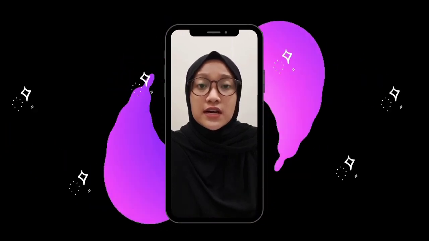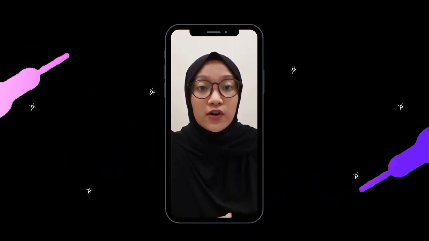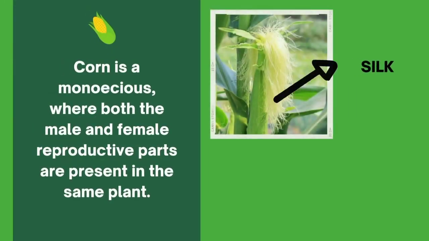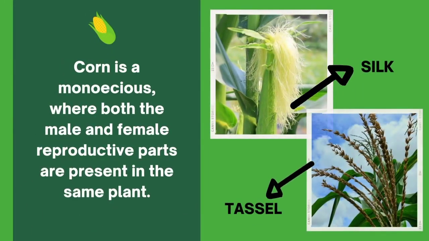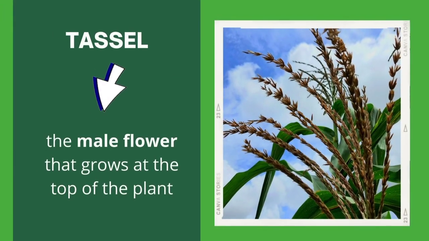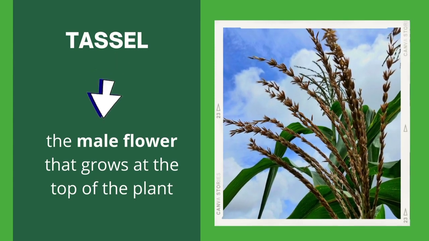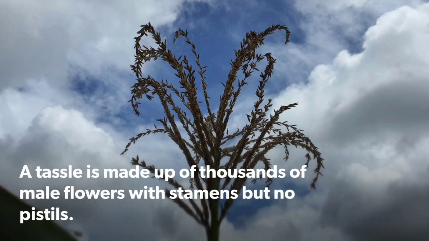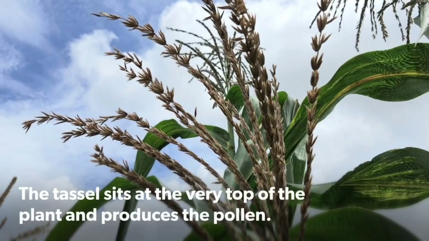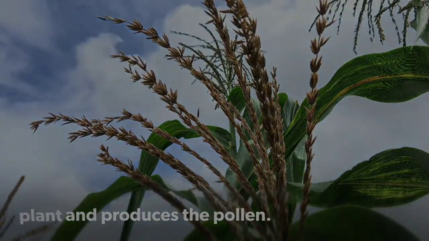Before we go any further, let's look at the reproductive system of corn. Corn is a monoecious plant, where both the male and female reproductive parts are present in the same plant. Tassel is the male flower of corn that grows at the top of the plant. A tassel is made up of thousands of male flowers with stamen but no pistils. It sits at the very top of the plant and produces pollen.